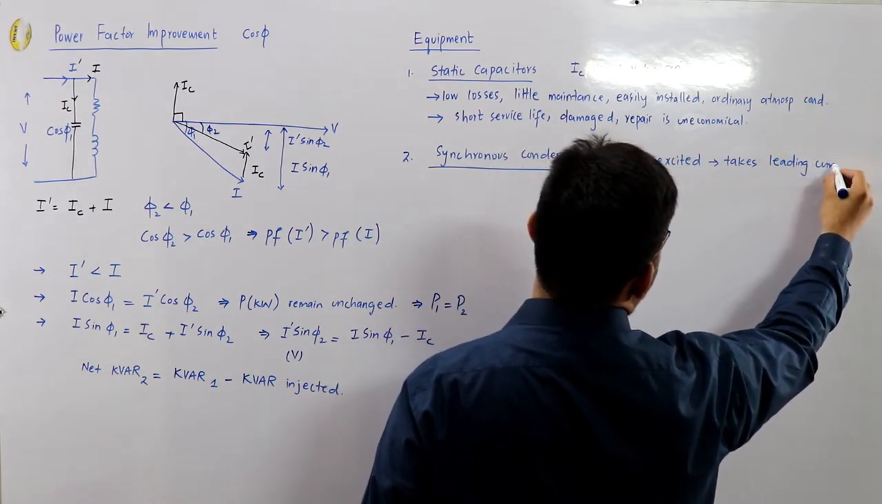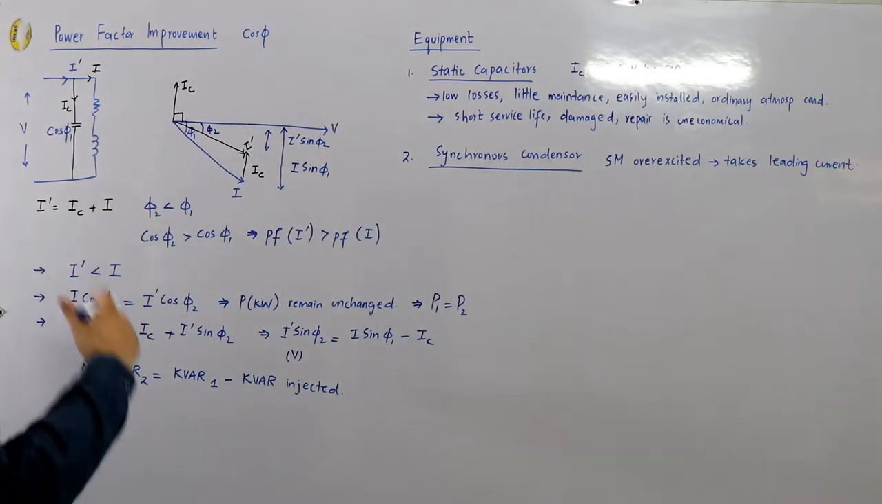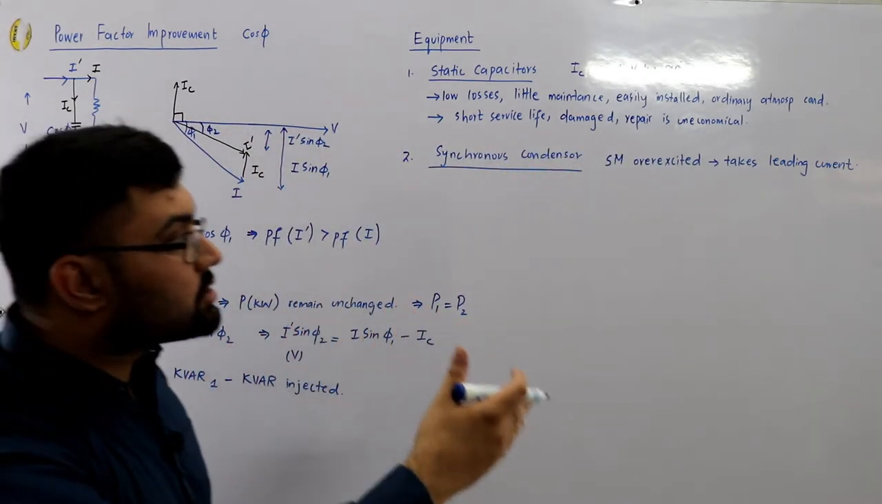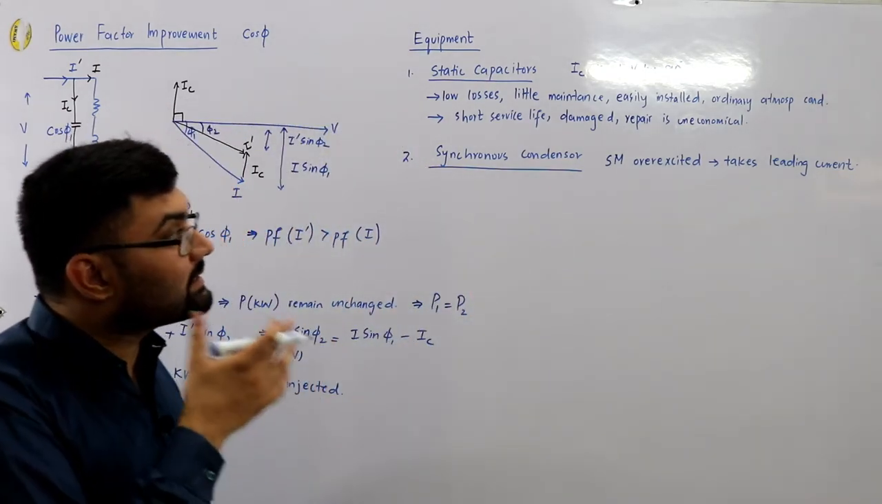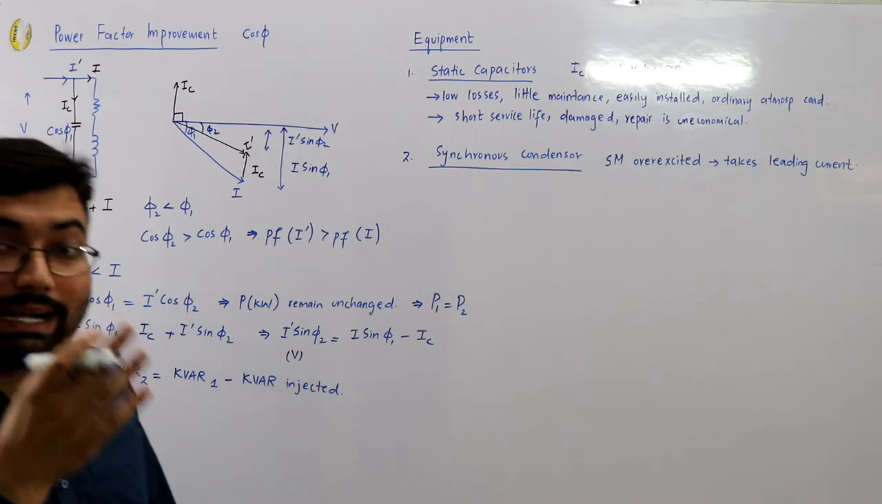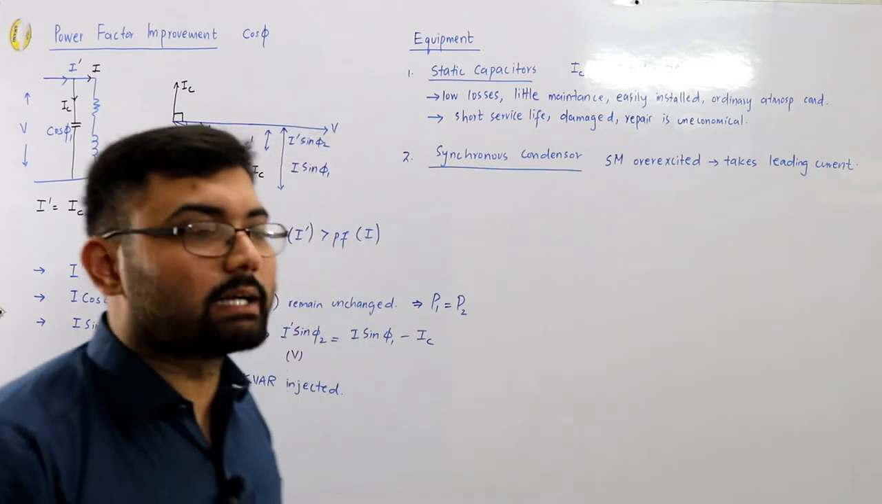You need leading current, of course, to compensate your lagging current, so you can do it in this way. The synchronous motor has to be operated in the overexcited state. When it runs in the underexcited state, it takes lagging current, which means it would act as an inductor.